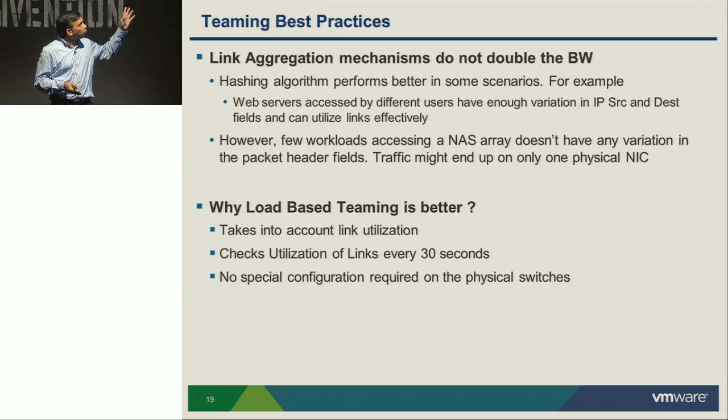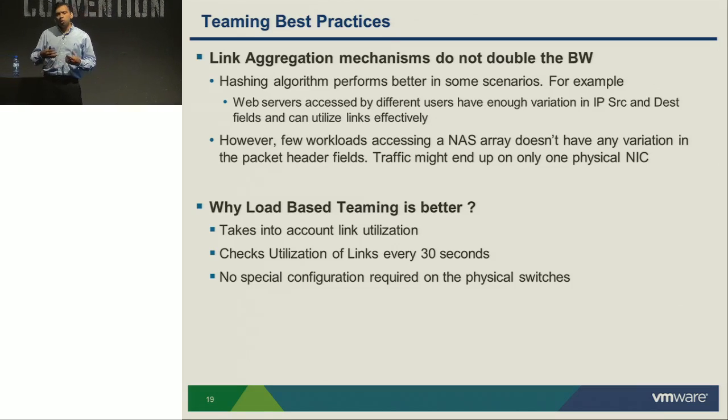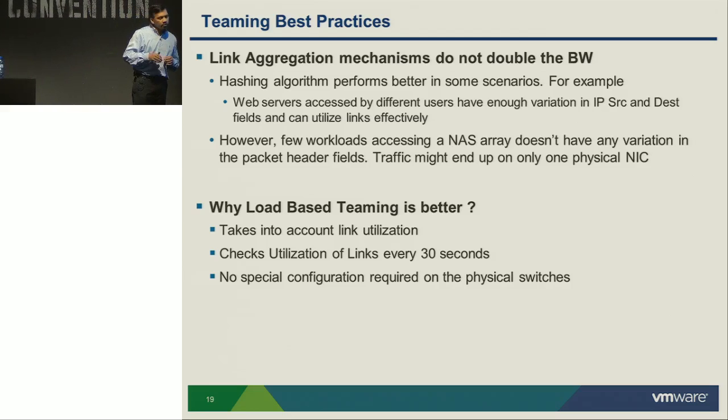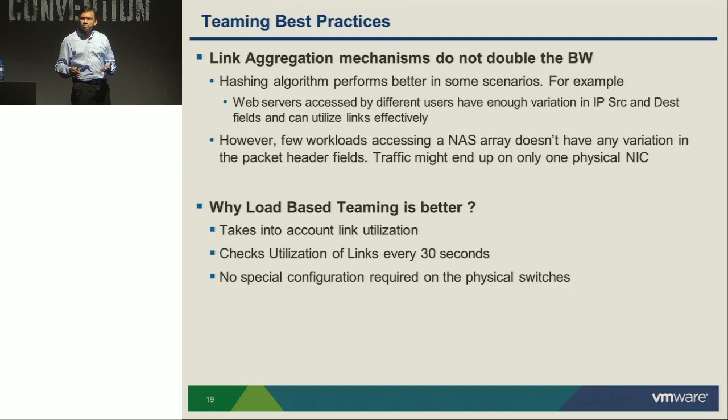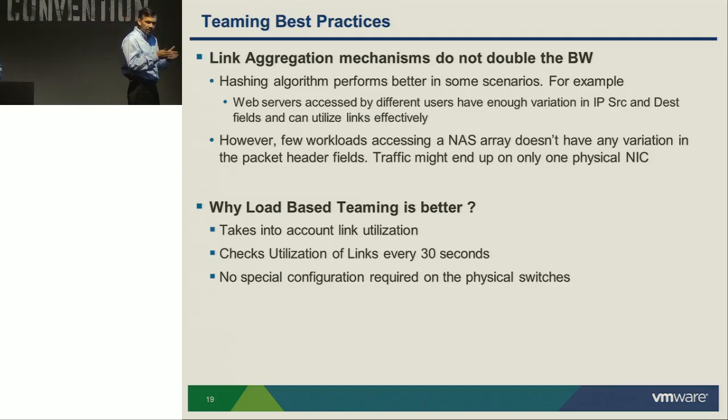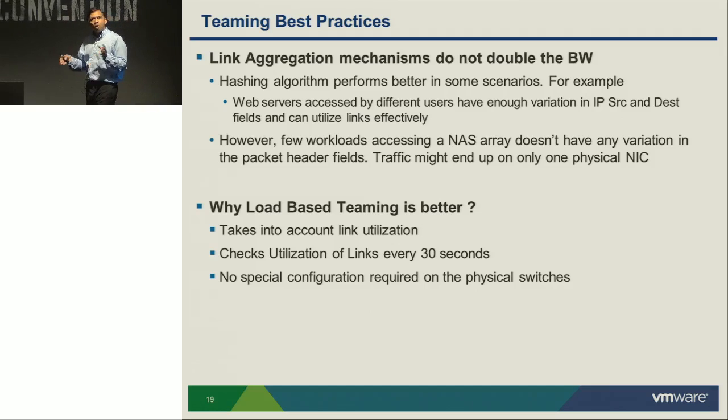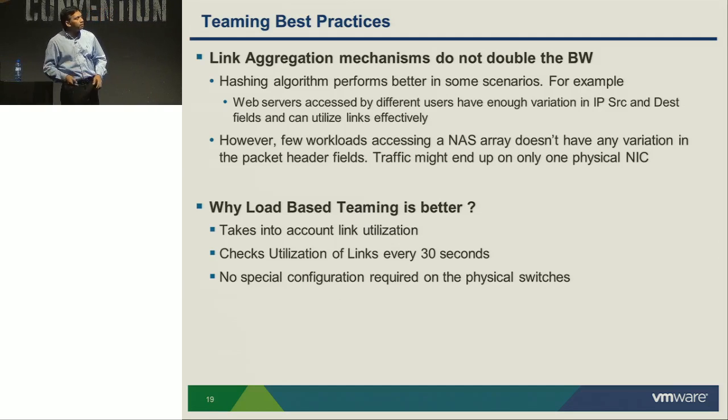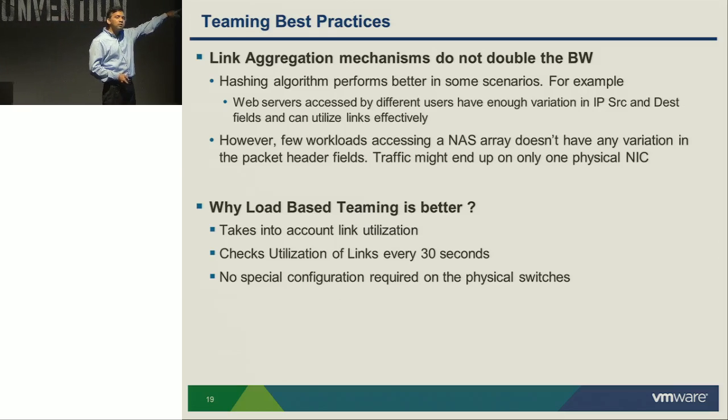Why is load-based teaming better? Because with load-based teaming, we take the utilization of the uplink into account. If you have two physical NICs, and one is using, suppose, 8 gigs of bandwidth and the other is using only 1 gig, we detect that and figure out that we want to move some of the traffic from physical NIC number 1 to the other, which LACP cannot do. LACP is based on hashing algorithms which are fixed. You might have scenarios where all the traffic is hashed to one physical NIC. In those scenarios, load-based teaming adds more value.